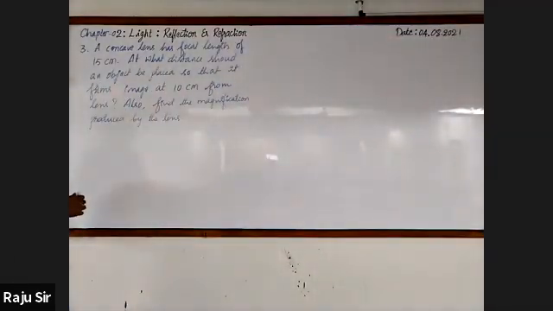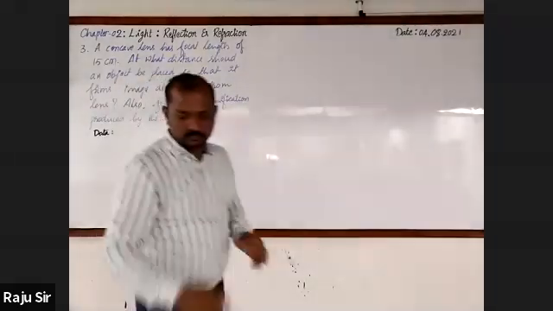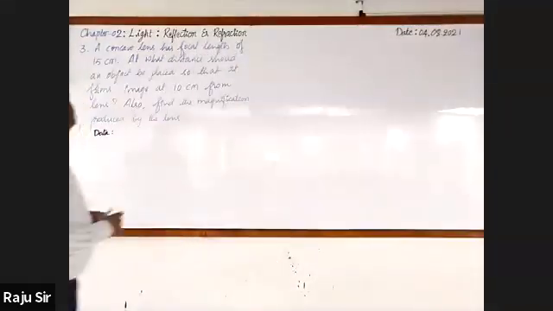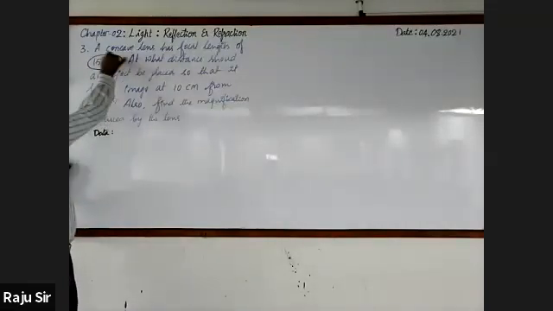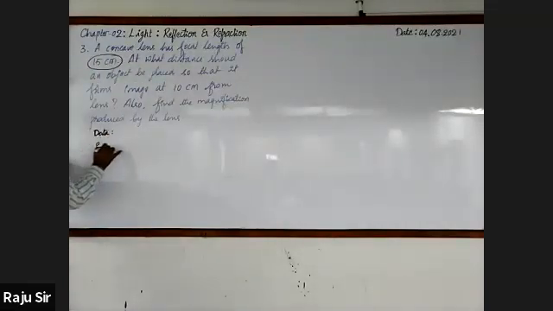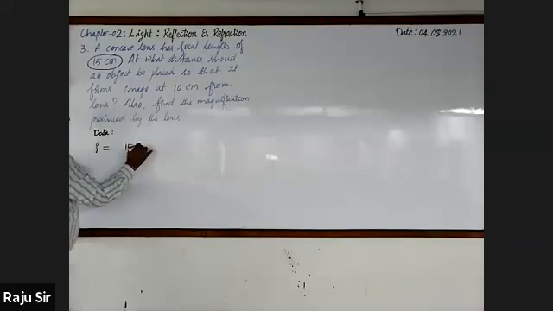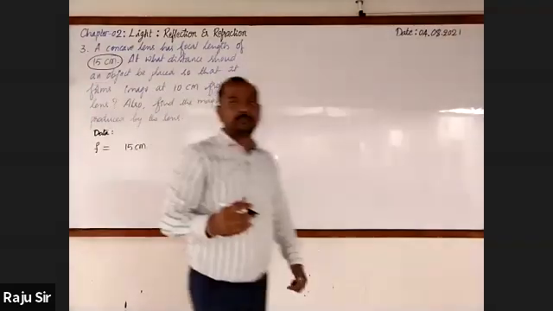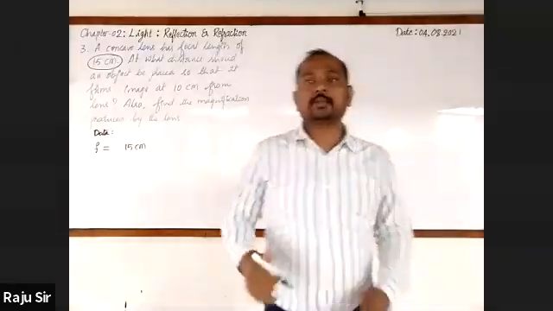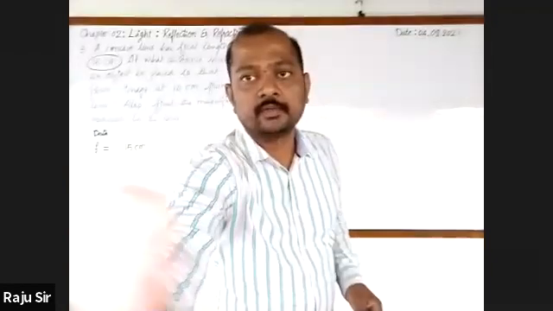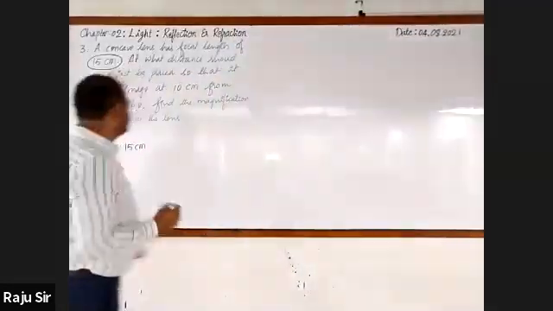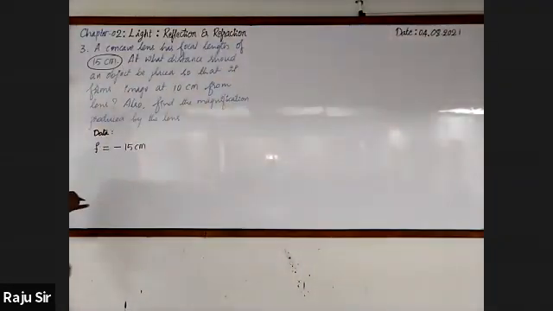Please go through the statement and write the data. A concave lens has focal length of 15 centimeter. What does 15 centimeter indicate? Focal length. Whether it is positive or negative? Negative. Focal length of the concave lens is negative. You write negative 15 centimeter.